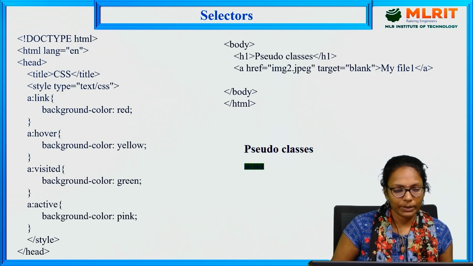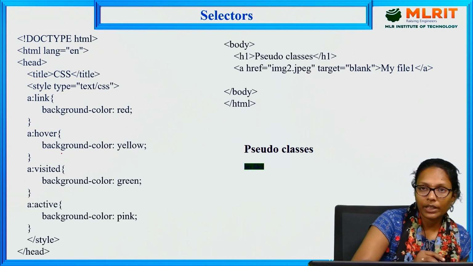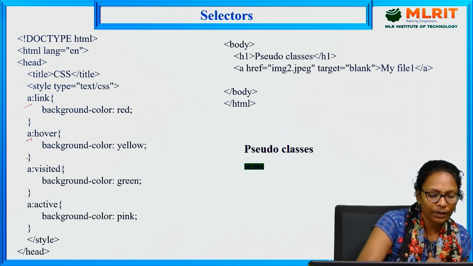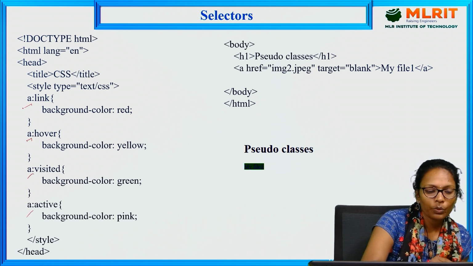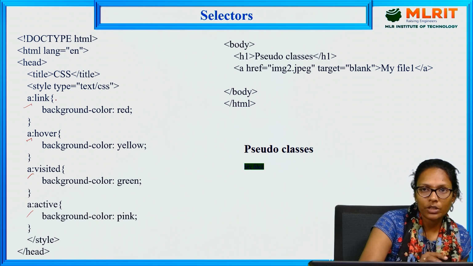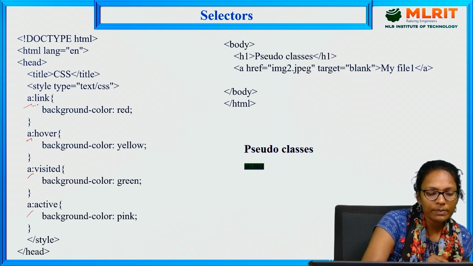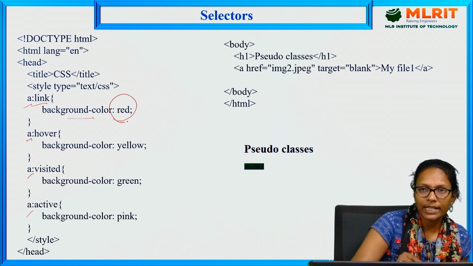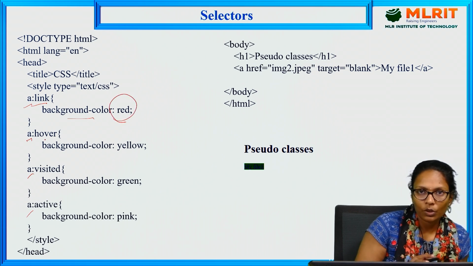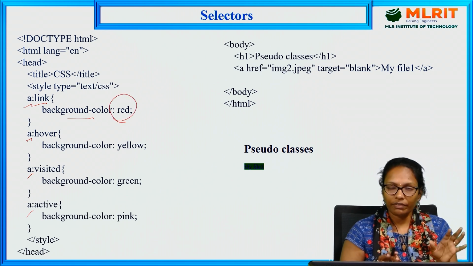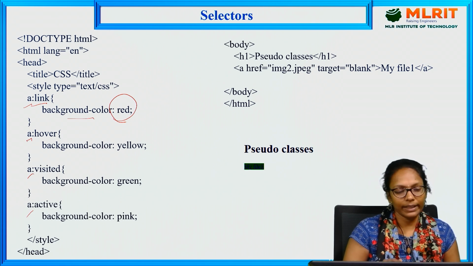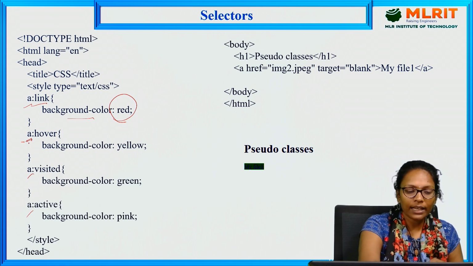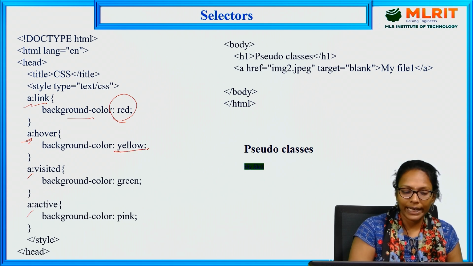So we'll see an example here. Here I'm writing different styles. What is the tag name? The tag name is the A tag only, the anchor tag. So A colon, I need to mention the pseudo class name. What is the pseudo class name? Link. If it is a normal link, the background color will be displayed as red. Hover. So normally, when you open it, if it is a link, it will be displayed in red color. Hover: when you place your mouse onto that A anchor tag, automatically it will change to yellow.